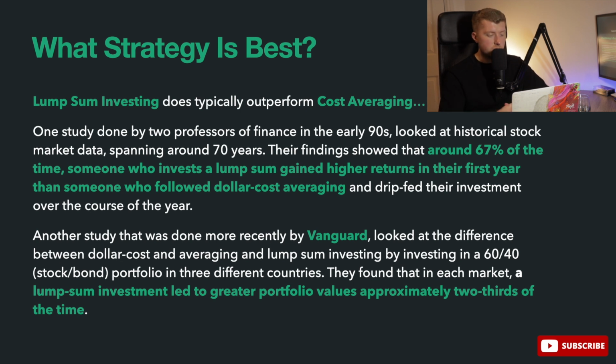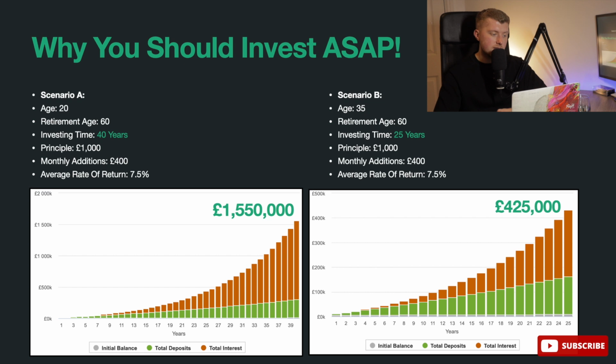Then secondly, another study which was done more recently by Vanguard looked at the difference between dollar cost averaging and lump sum investing by investing into a 60-40 stock bond split portfolio, which I referred to as those LifeStrategy funds, in 3 different countries. They found that in each market, a lump sum investment led to a greater portfolio value approximately 2/3 of the time. So the results are very, very consistent from these 2 different studies. Lump sum investing does typically outperform cost averaging. However, both of them have their pros and cons. So hopefully that gives you guys a little bit more of an insight into what investment strategy you should go with based on your own personal circumstances.